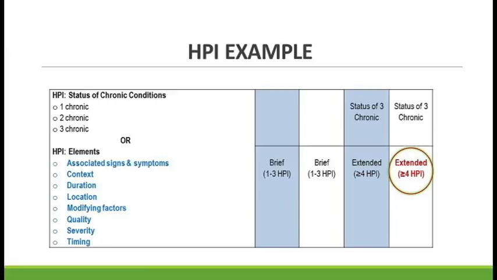Coders and auditors will stop counting at 4 HPI elements since that is all that is required for the highest level of HPI. And if there is documentation that may be used for another element of history, such as the review of systems, that documentation will be credited to that element of history instead.